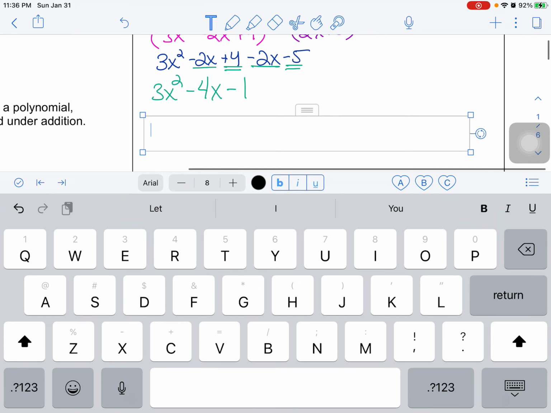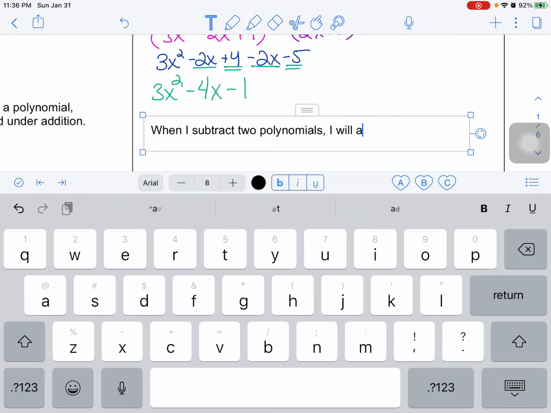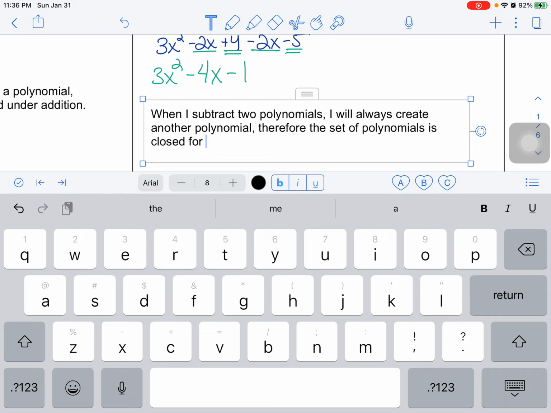So the idea here would be, when I subtract 2 polynomials, I will always create another polynomial. Therefore, the set of polynomials is closed for subtraction.